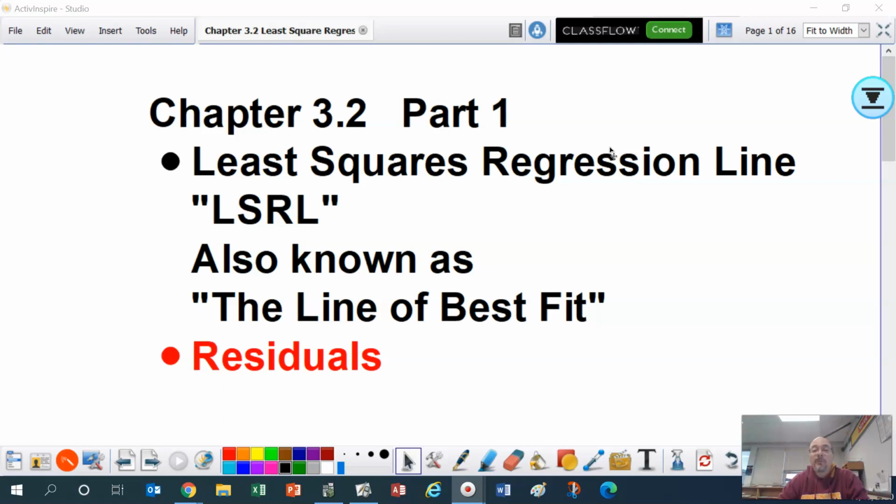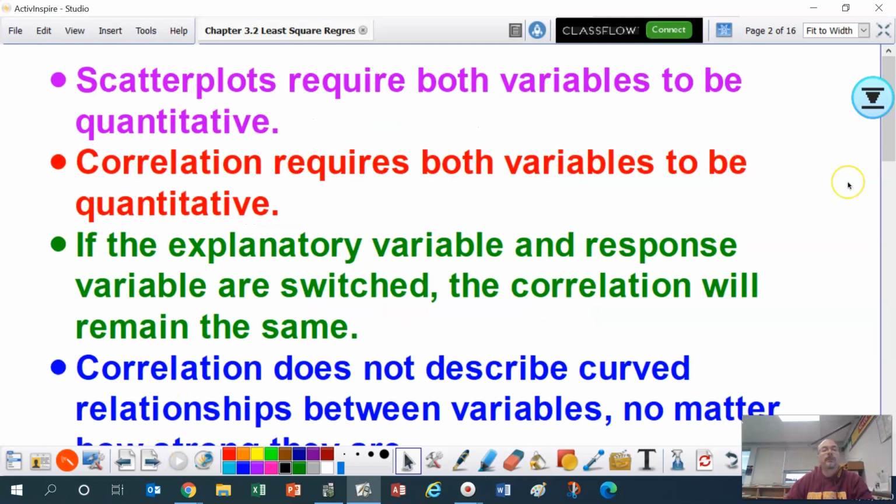Again, use the power of pause and rewind. During the lesson, I'm going to be pausing and putting data in, so I'm going to say I'm pausing and doing this, and you probably should do the same. Pause and write stuff out and then continue. And we're also going to talk about residuals in this lesson. All right, a few things before we get started though.